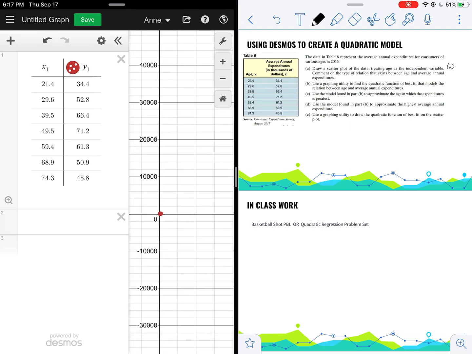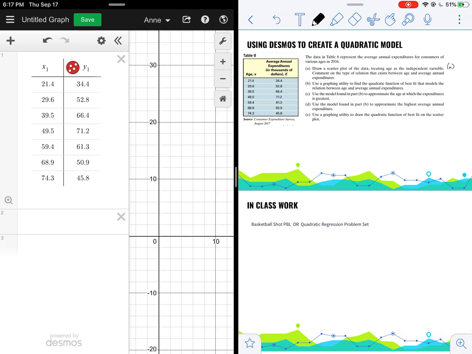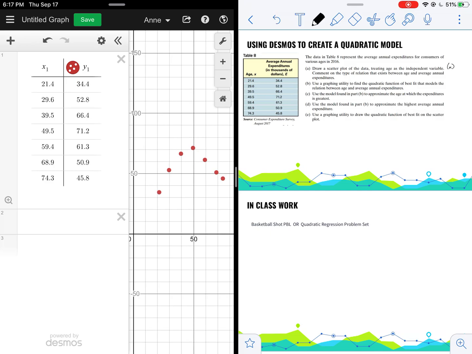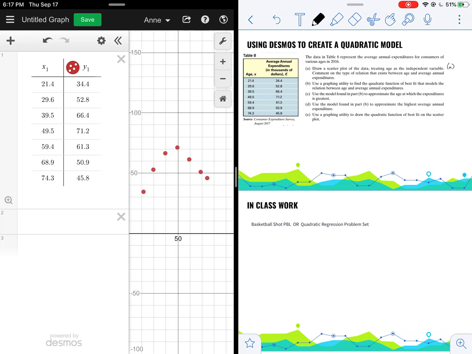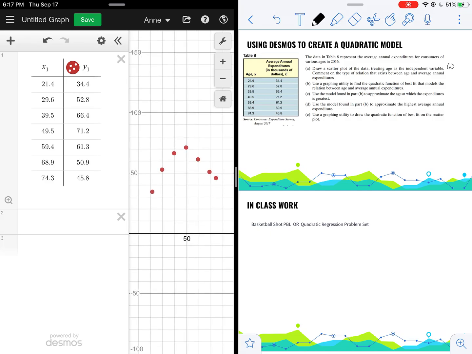If I hit home, it'll take me back to the normal looking view. So here we go. If you look at it, the points kind of look like a parabola.